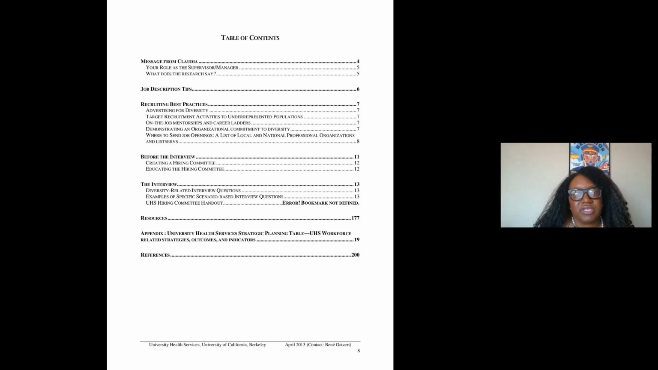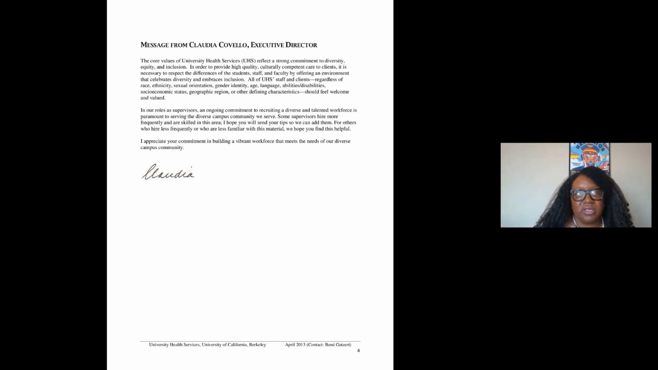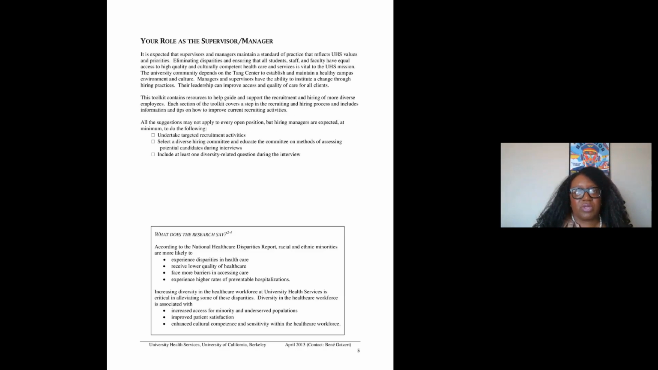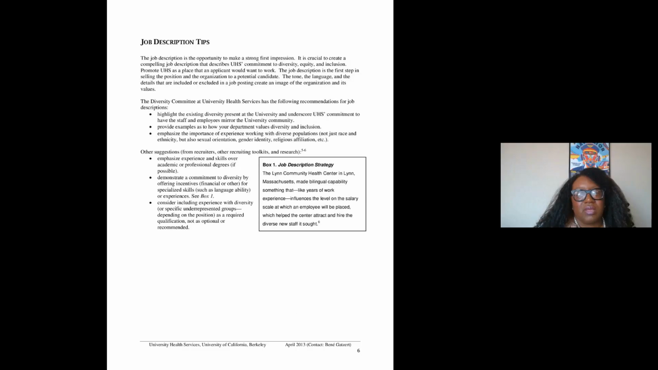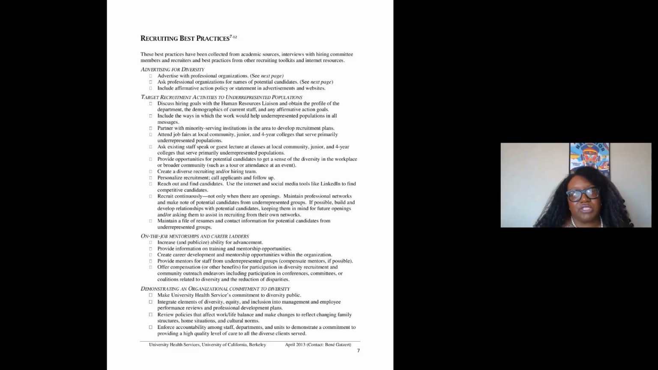So this just gives you an idea. This is their report, right? This is what they've written up, but reading their report gives you an idea of the kind of information you may want to have in there. So your role as a supervisor manager, job description tips. They talk about appropriate ways of getting your job description together. Just a really great piece of information here.